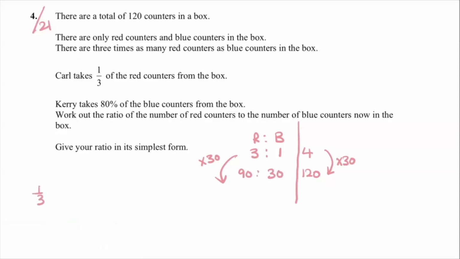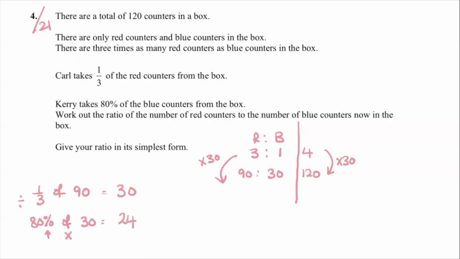A third of red, so a third of 90 were taken by Carl. Now we just need to divide by the bottom, but equally it is a calculator question, so you can just throw it in there and you will get 30. 80% of 30. Again, you can just put that straight into your calculator. You can use the percent symbol and the times sign, or you can find 10%, which is 3, times it up by 8, which is 24.